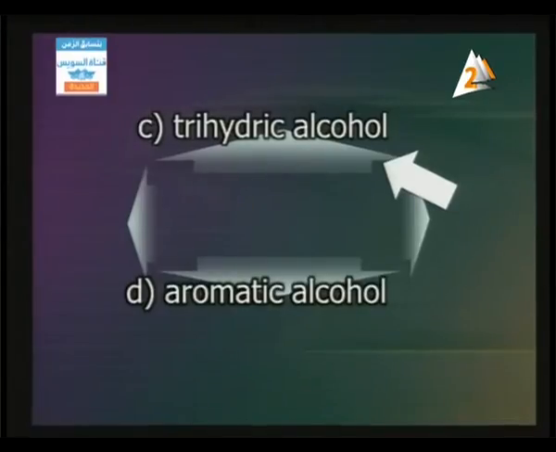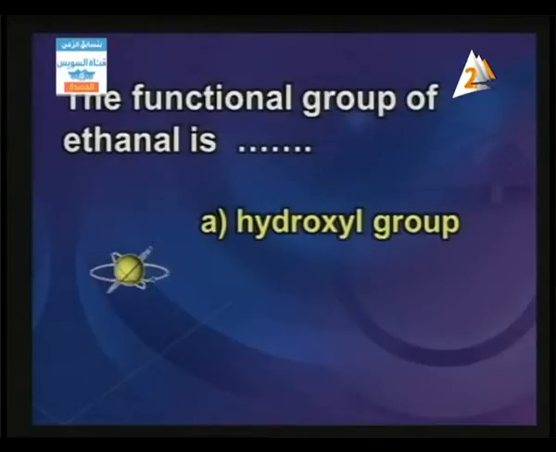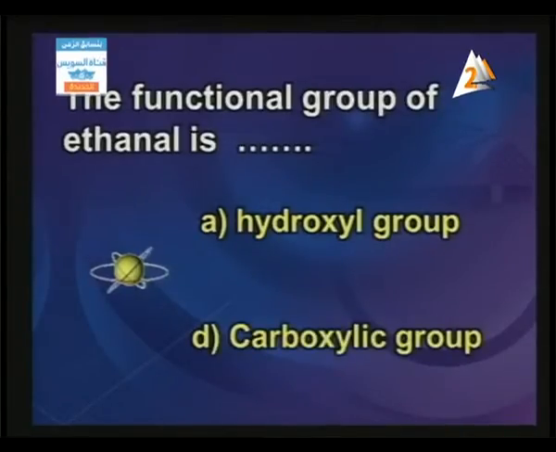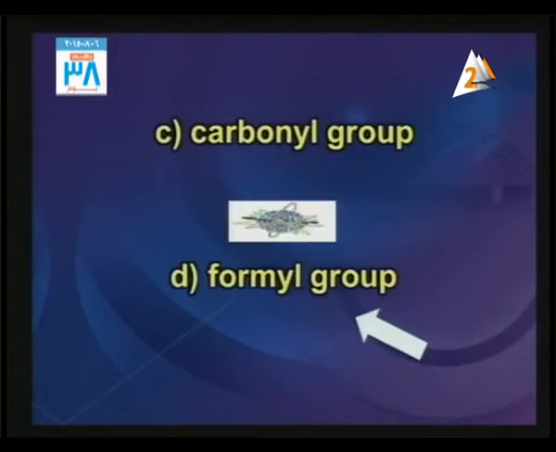It's easy and important. The next question: the functional group of ethanal is the first one hydroxyl group, or the second one carboxylic group, or carbonyl group, or formyl group. Do you think what is the answer? Catch it now. Yes, very good, letter D, formyl group. Why? Because ethanal is the name of aldehyde.